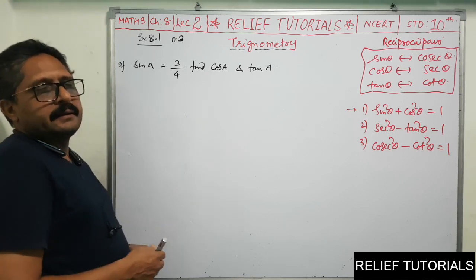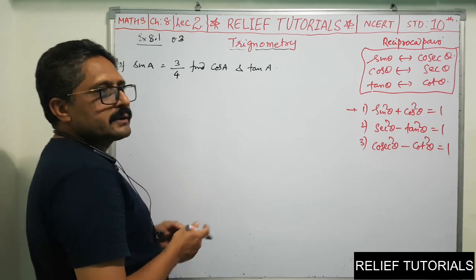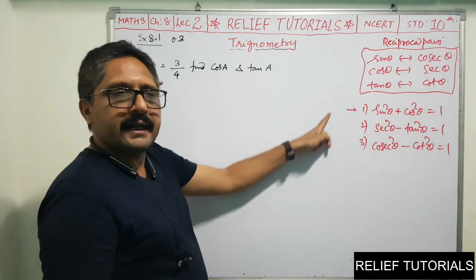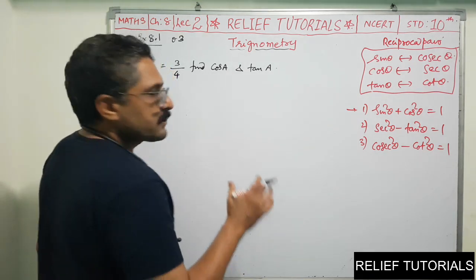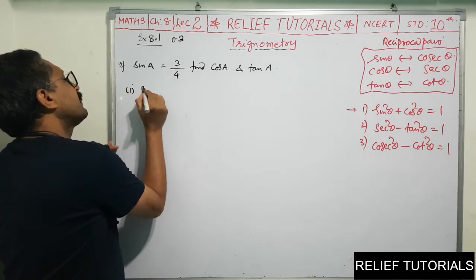So this can be done in two different ways. One is by using Pythagoras and another is by using trigonometric identities. First we will do it by the Pythagoras method. So the first method is Pythagoras.